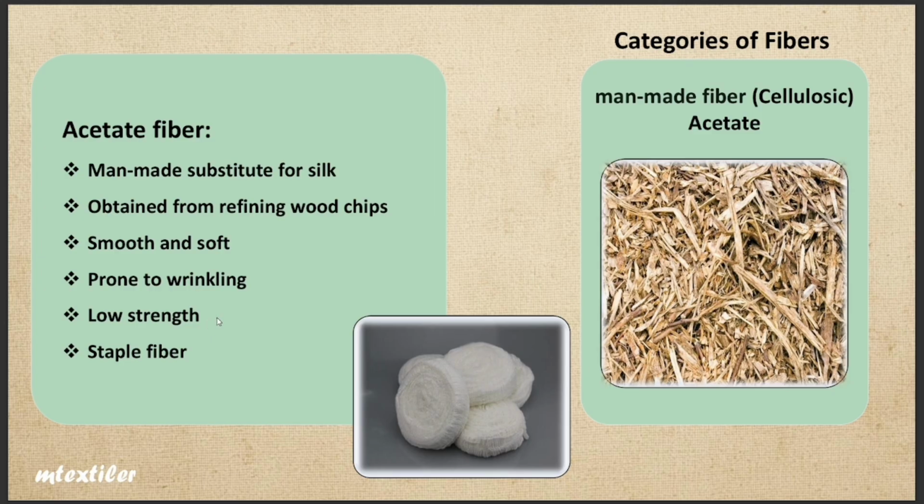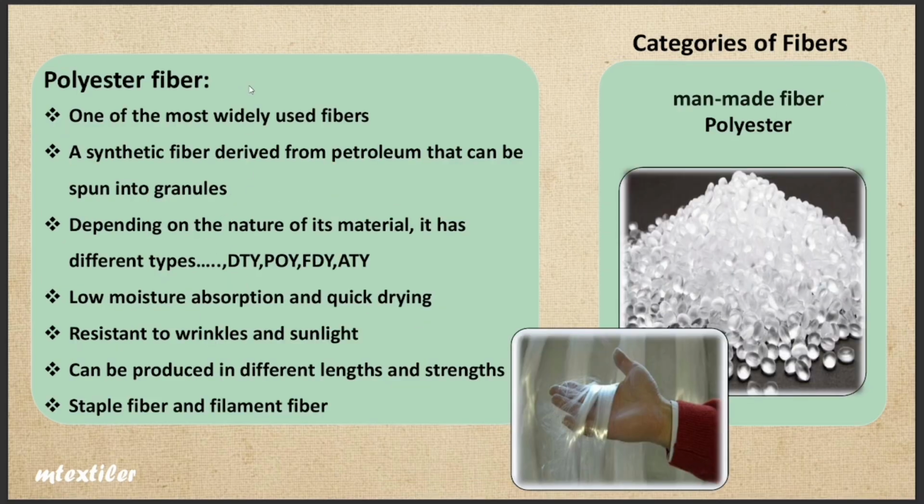Staple fiber. Although the production process of both acetate and viscose fibers can yield filament form, which we will discuss in other sections, they are usually cut into short lengths and used as staple fibers in spinning systems, either alone or blended with other fibers. Let's move on to another highly versatile fiber, polyester. Its features are as follows.